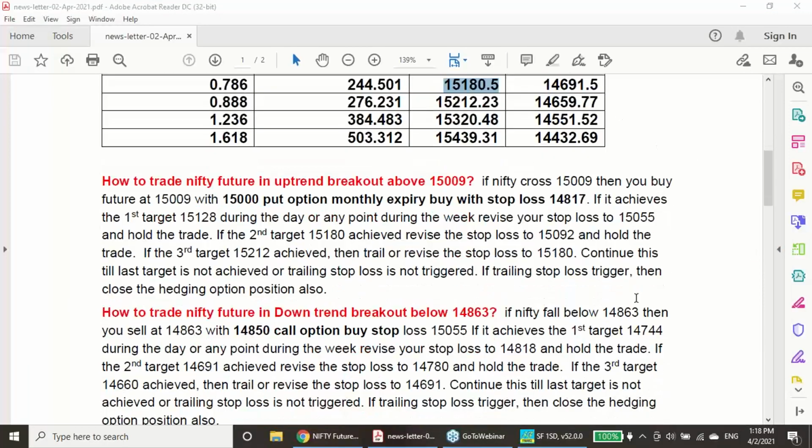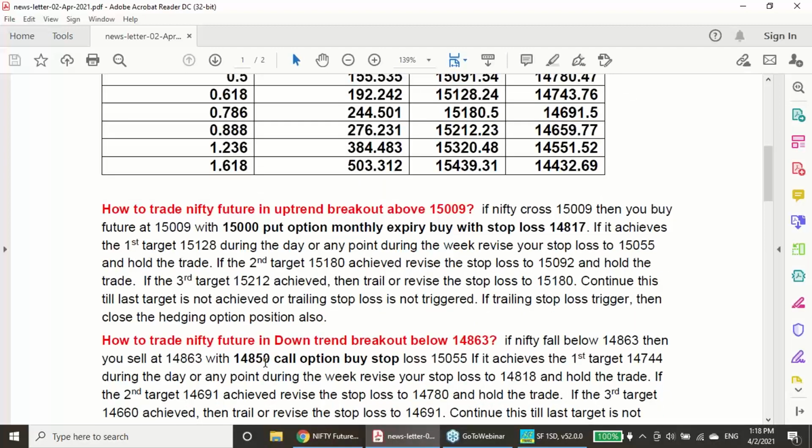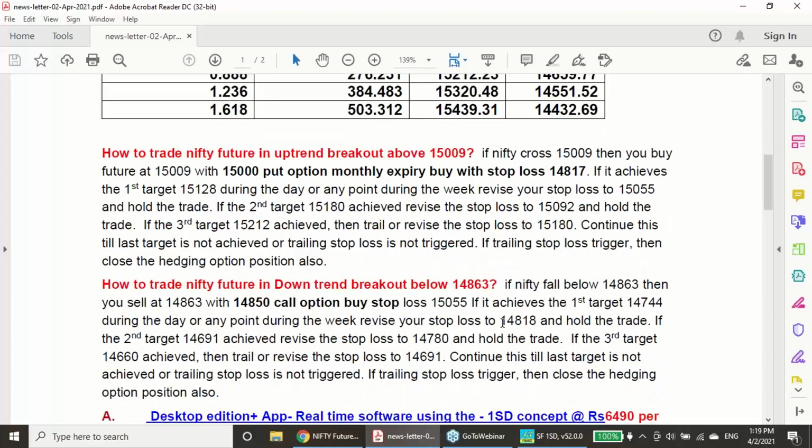If Nifty falls below 14,863, then you must sell Nifty along with buying a 14,850 call option. Hedging is very important. Once you sell with the hedging, 15,055 should be your stop loss. So along with the future buy, you are buying a put option, and along with the future sell, you are buying a call option. This is the simplest process of hedging.